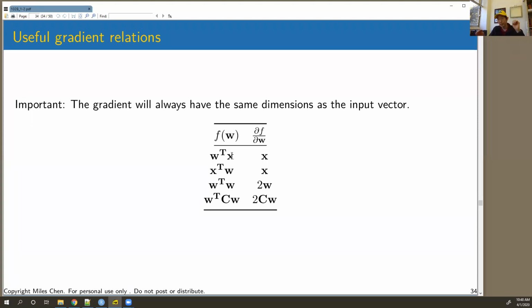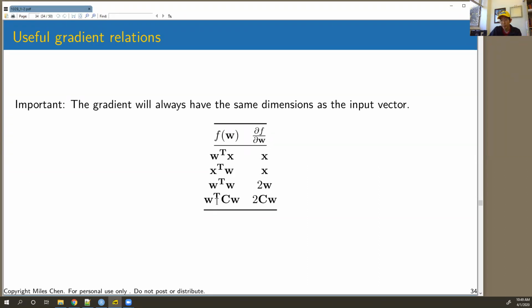W transpose is going to be a 1-by-n row vector, and X is an n-by-1 column vector, or column matrix. And so the gradient of f with respect to W in this case is X. If you have the opposite, X transpose W, the gradient with respect to W is also X. What about W squared, basically? I've got W transpose W, which will also be a scalar value. The gradient of that with respect to W is going to be 2 times W.